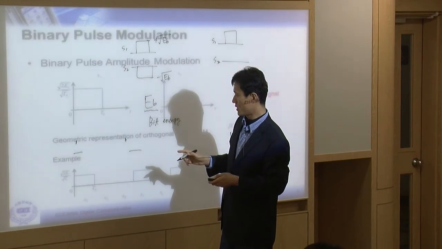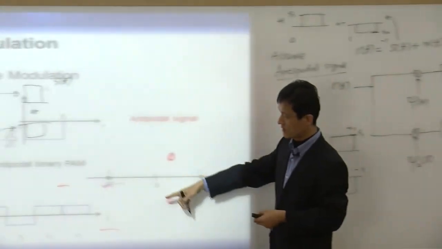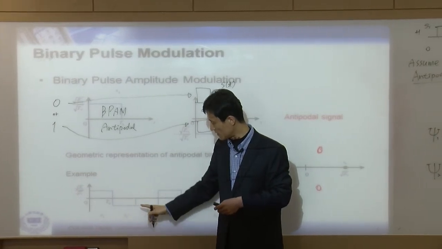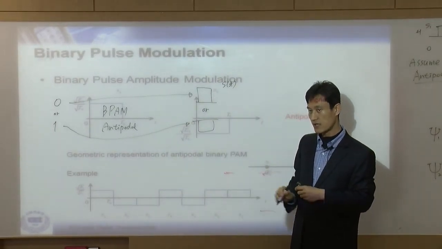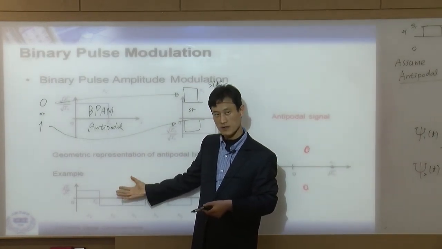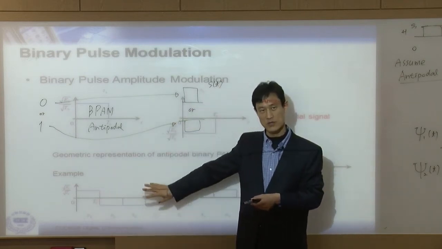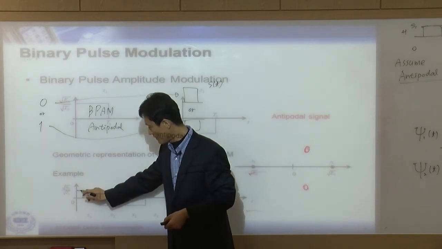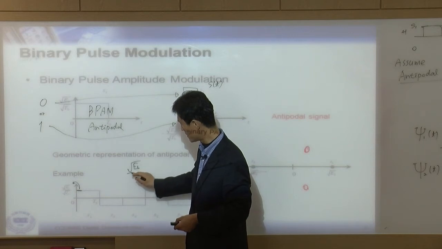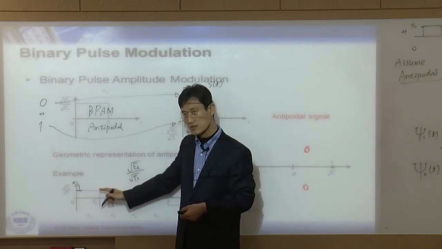Let's go all the way back here. Let's look at this picture. This is the case of antipodal, right? So whenever we have a 0 or 1, we transmit positive, negative, negative, positive, things like that. So let's calculate the energy here. What you need to do is square, because each one is an amplitude. This level here actually is root EB divided by root TB. That's the level. So let's square.